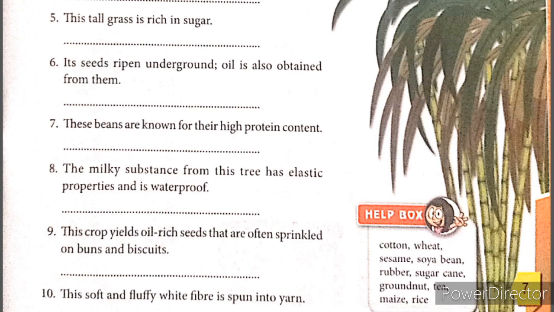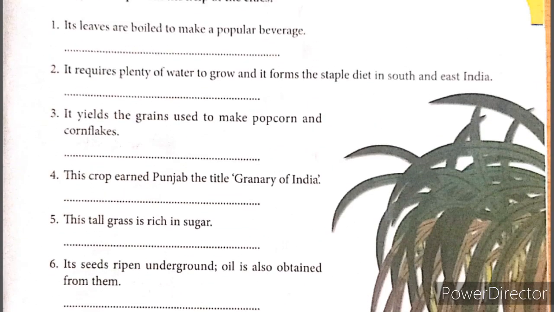So let's recall all the answers from number 1 to number 10. First one is your tea. Second one is your rice. Third is your maize. Fourth, wheat. 5, sugar cane. 6, groundnut. 7, soybean. 8, rubber. 9, sesame, and 10, cotton.